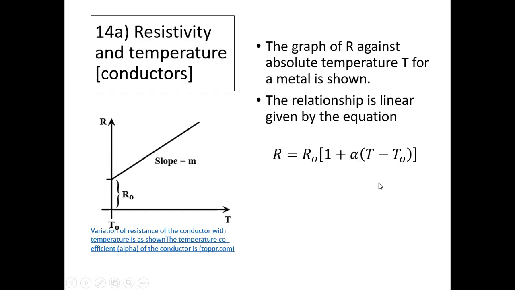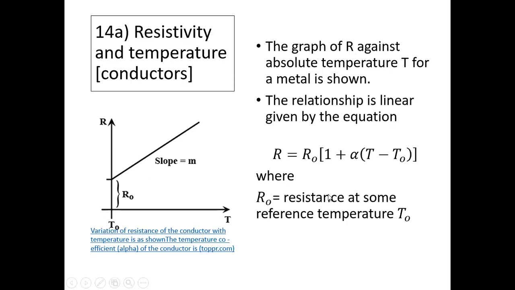Okay, memorize it. Where R naught is the resistance at a reference temperature. Usually we take it at 0 degrees Celsius as our reference temperature, but it's up to the person who measures it. R naught and T naught go together: reference temperature, reference resistance. Alpha is called the temperature coefficient of resistance.